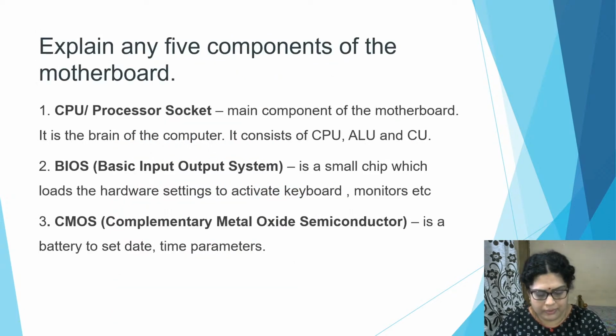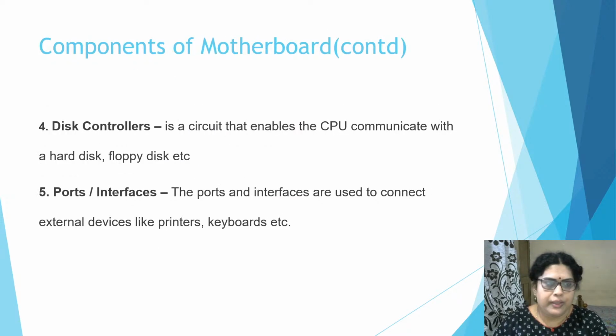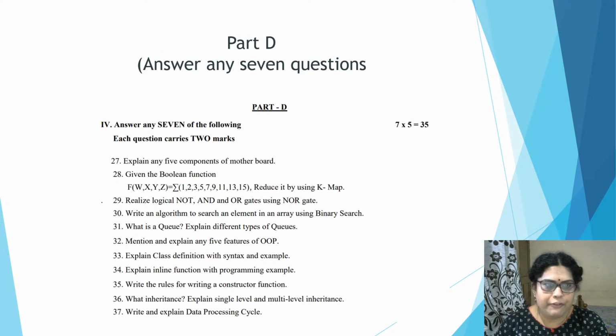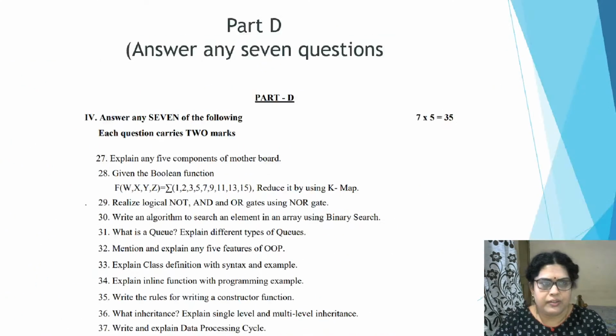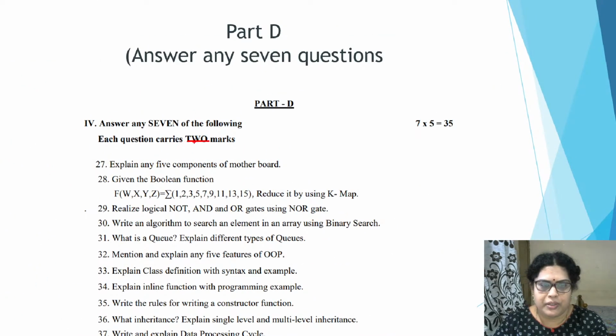So there is this one. I'll read out the questions here. You can see the first question: explain any 5 components of the motherboard. So it is 5 marks. They are asking you to explain any 5 components of the motherboard. It is not specified what the components are, so we'll just discuss these questions now one by one.